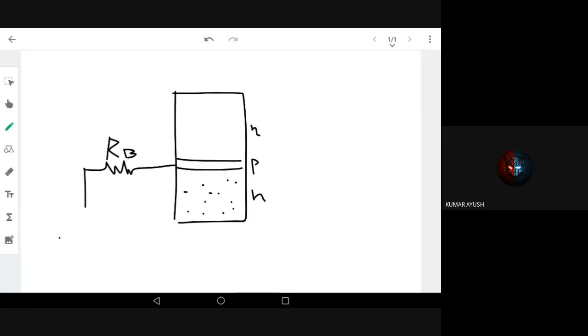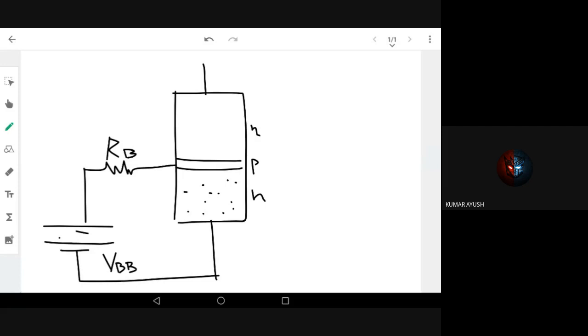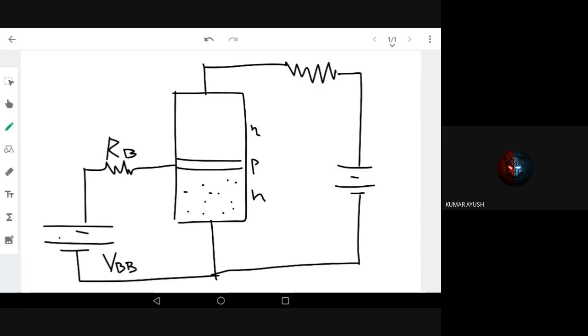Now I name this supply voltage individually. I call it VBB because I'm giving it to the base, V base bias, VBB. I also keep a resistance to control the collector current, called RC, and this voltage source I name as VCC.